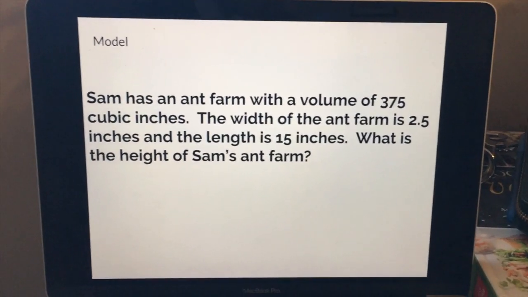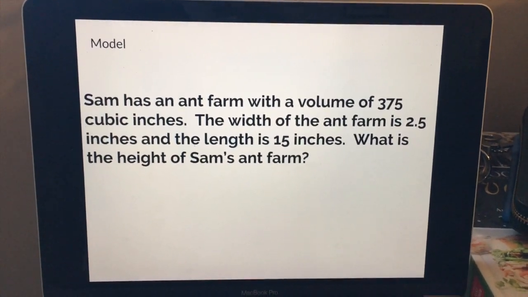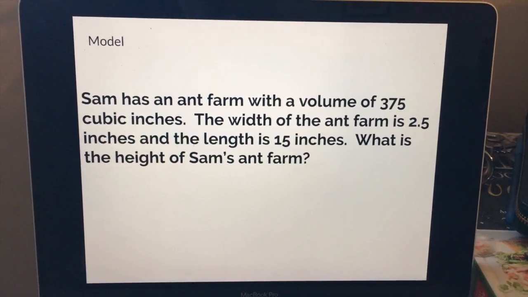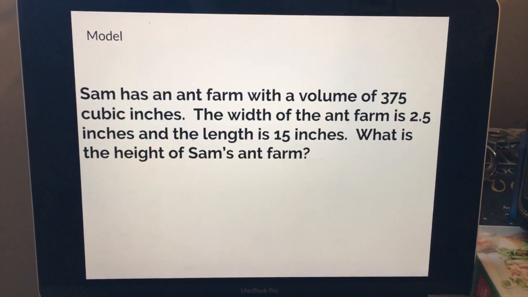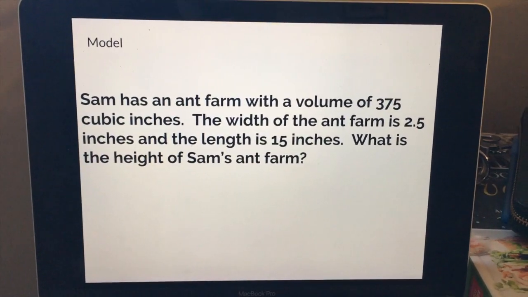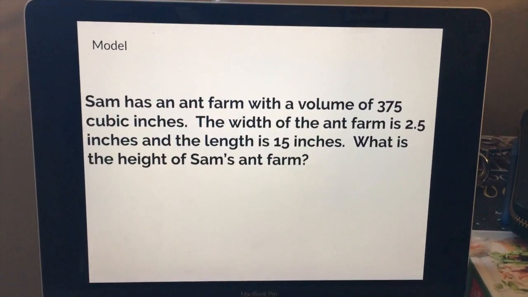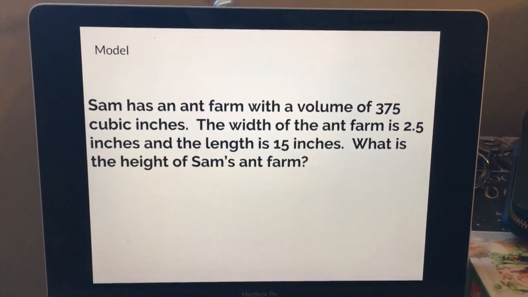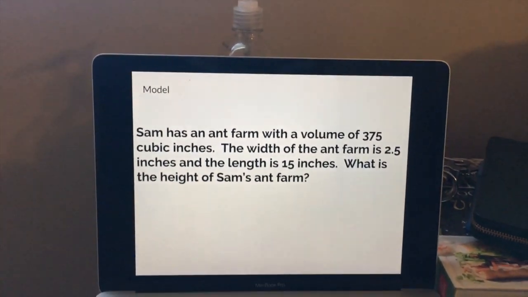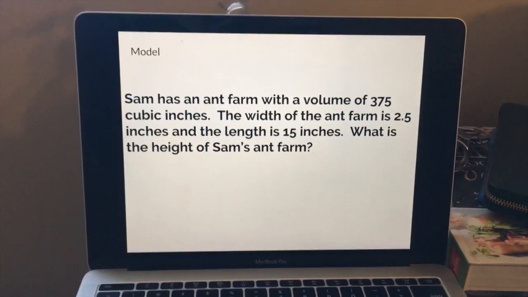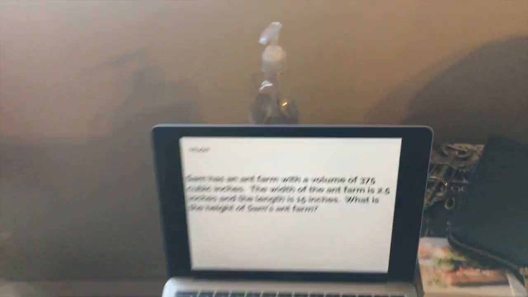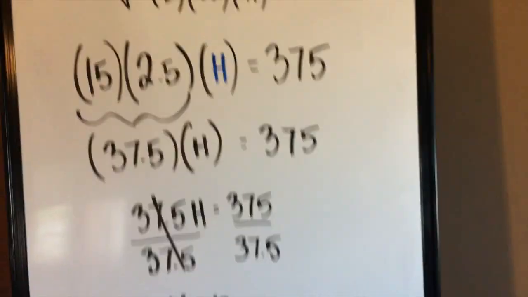So this is the following problem, and these are the problems that we're going to see in today's lesson. It says that Sam has an ant farm with a volume of 375 cubic inches. The width of the ant farm is 2 5/10 inches, and the length is 15 inches. What is the height of Sam's ant farm? These problems are different because today we're given the total volume. However, we have to figure out either the width, the height, or the length that is needed to get that volume. And so using that information, this is how I did it.